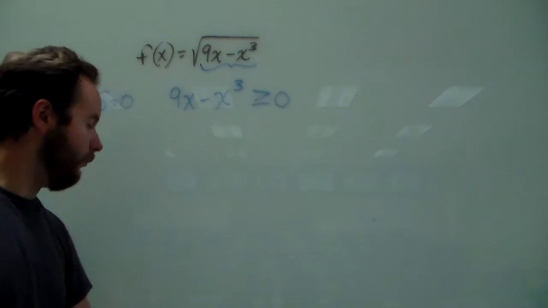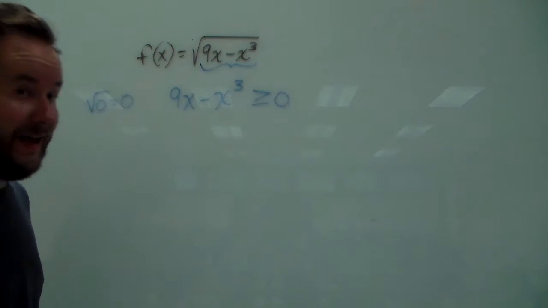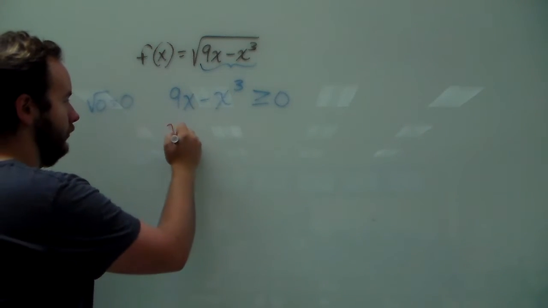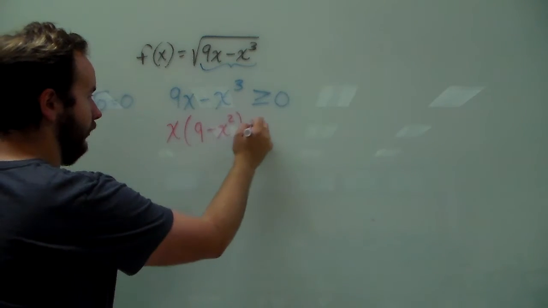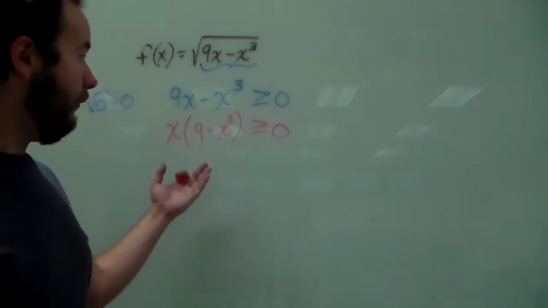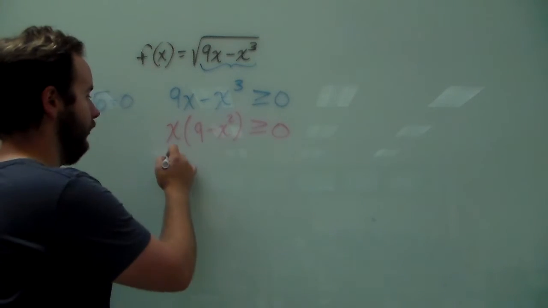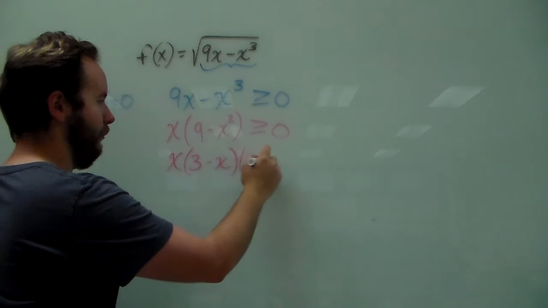Well, here's what we're going to do. We're going to factor that. Notice that 9x and x cubed both contain an x, so I'm going to factor that out. Then we'll be left with 9 minus x squared is larger than or equal to 0. And we can continue to factor here. 9 minus x squared factors as a difference of squares: 3 minus x times 3 plus x.